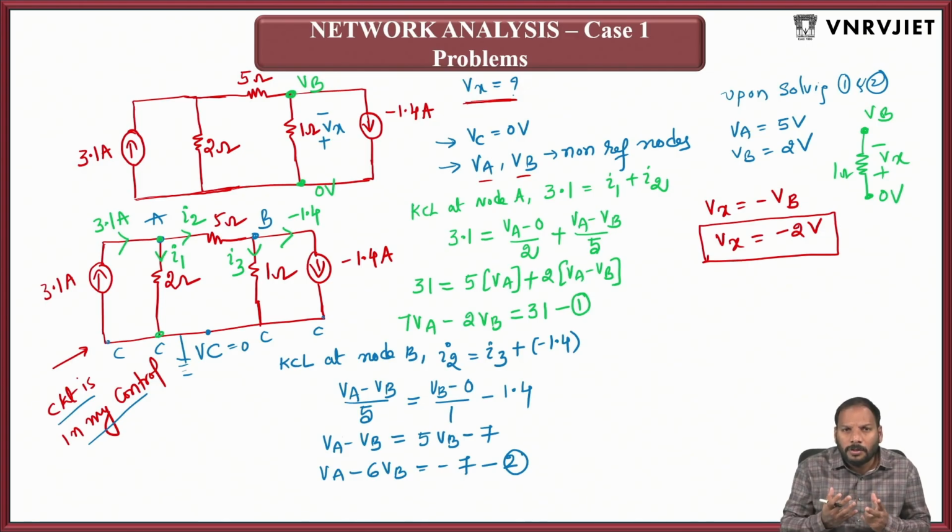So once the nodal voltages are known for any problem, you can easily calculate any branch current, or else any voltage drop across the resistor, or else any power loss or power drop across the resistor. Anything you can do, right? So yeah, with this I am concluding the case 1 problems of nodal analysis. So slowly we'll try to enter into the next cases or the complex problems of nodal analysis.